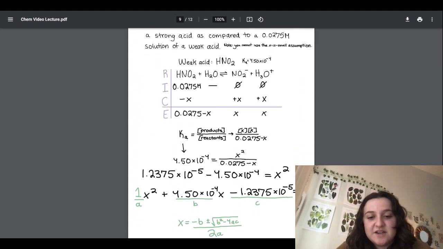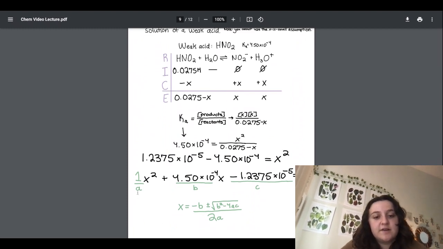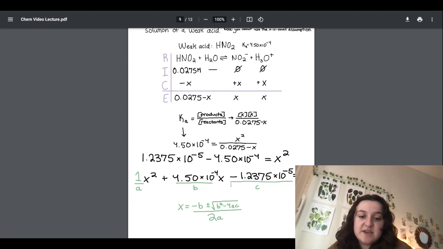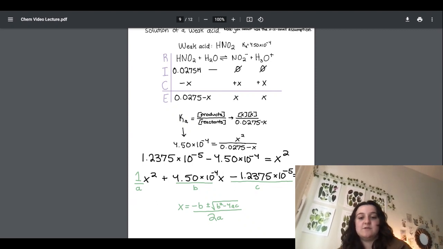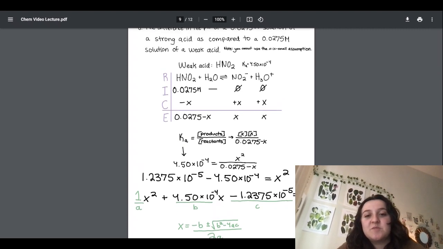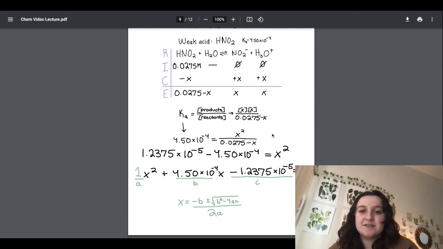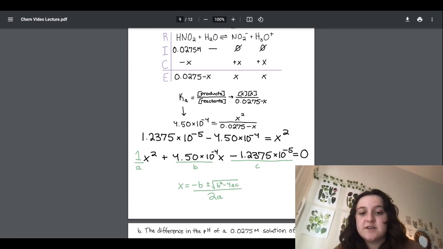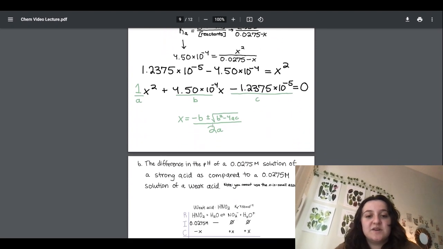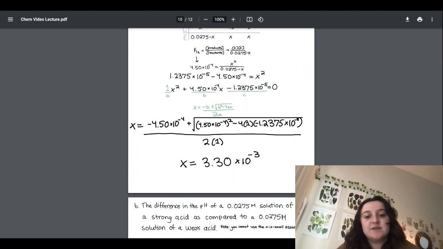And so what I did here is I simply rearranged this so that we have it in the form of ax squared plus bx plus c, so that we can use the quadratic formula to solve for x. We're doing this because in the problem it says we cannot use the x is small assumption. So I'm not even going to try to see if the x is small assumption would work in this case. So here's the quadratic formula, plugging this in for a, this in for b, this in for c. And when we do that, we get that x is 3.30 times 10 to the negative 3.